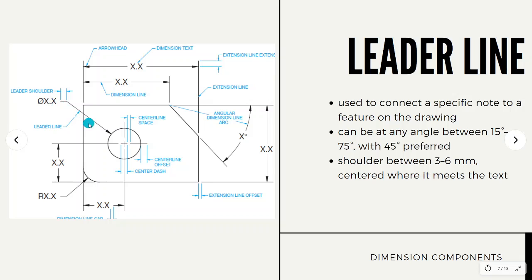So also this has a leader shoulder, and the leader shoulder should be 3 to 6 mm and would be centered when it meets the text.